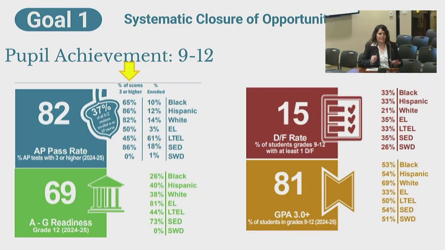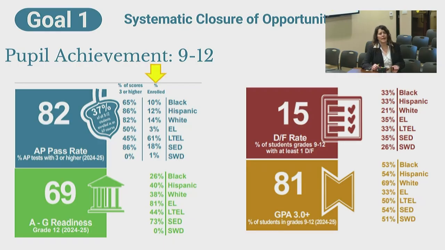And then again, this is different. So this is not students. Of the AP tests taken, this is the percent of scores that received a 3 or higher. So some of the students in AP courses, many of the students in AP courses would receive more than one score. They'd have more than one test. So if we look at each of the subgroups here, of our Black African American students, 65% of their scores were a 3 or higher.